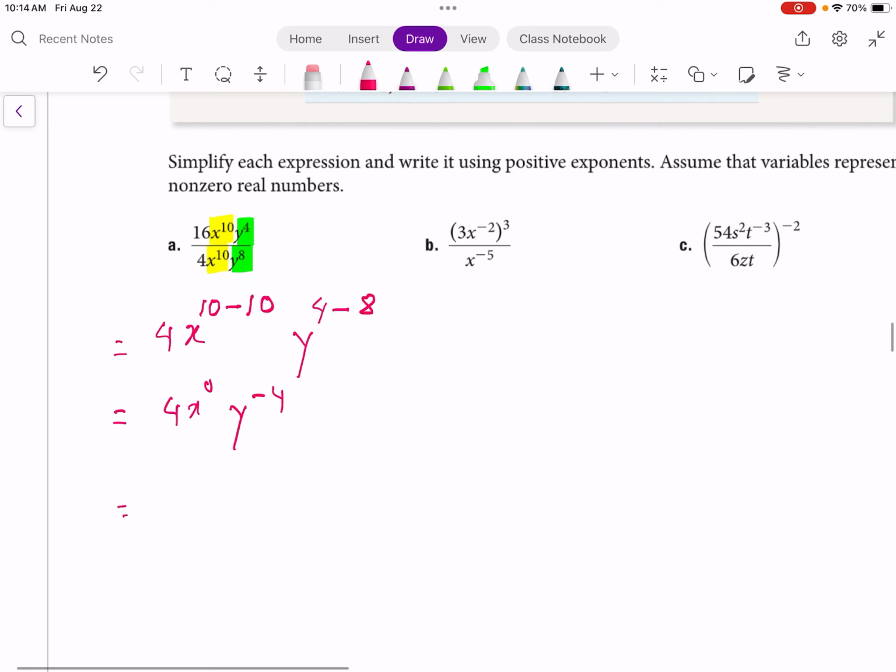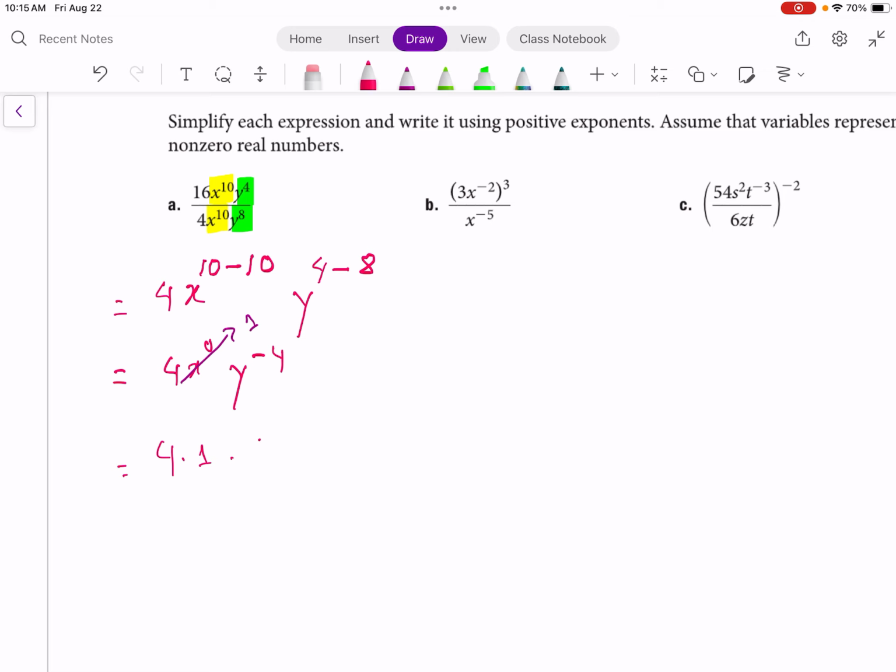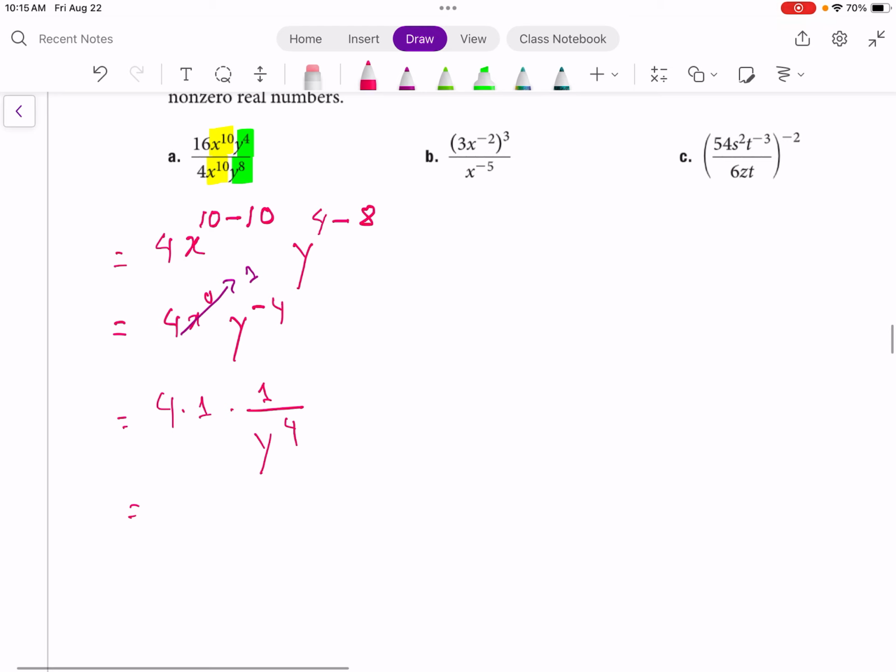What do we know about x to the power 0? It is 1. So we have 4 times 1 times y to the power negative 4. Your final answer always has to have a positive exponent. How do we rewrite this with a positive exponent? 1 over y to the power 4. So all these are numerators. Multiplying 4 times 1 times 1, we get 4 divided by y to the power 4. So this is our final answer.